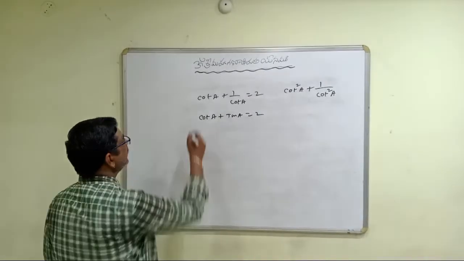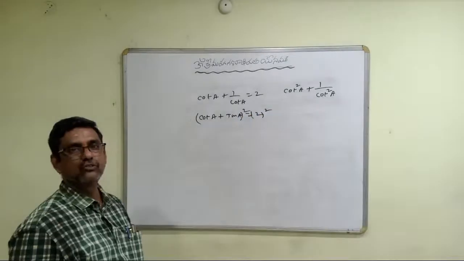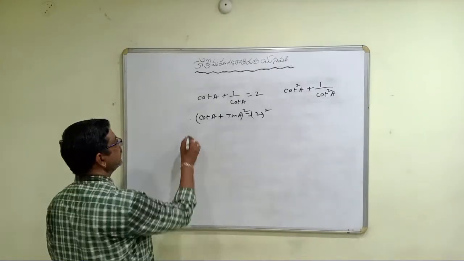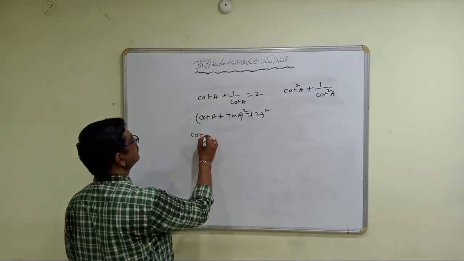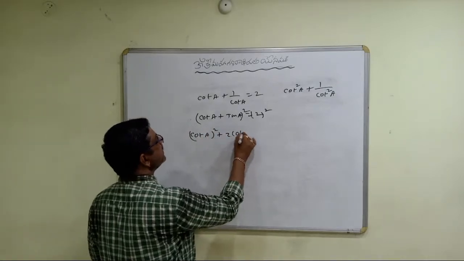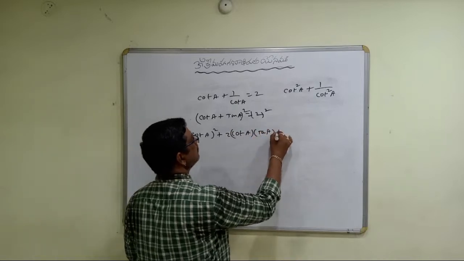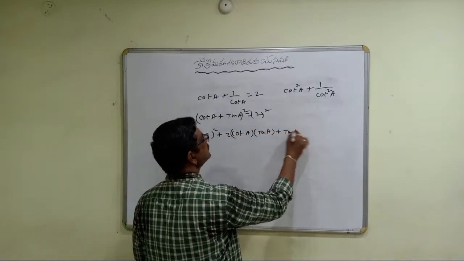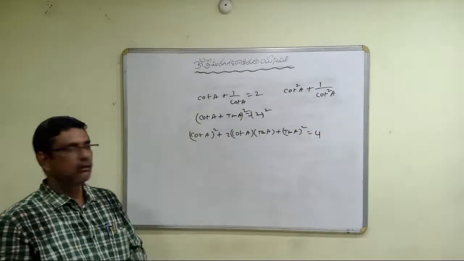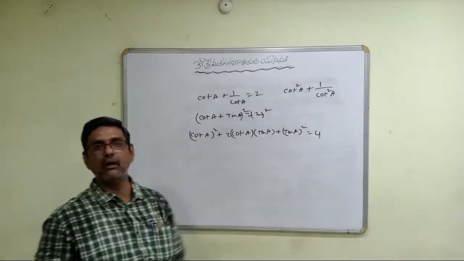Now, squaring on both sides. So this is in the form of A plus B whole square: A square plus 2AB plus B square is equal to 4. A square plus 2AB plus B square is equal to 4.